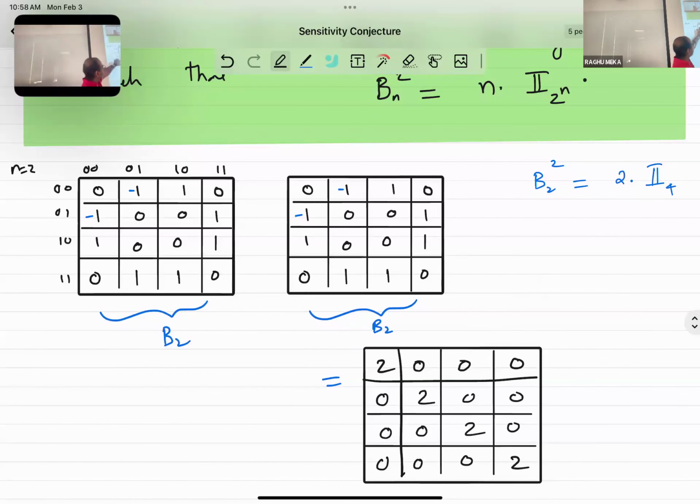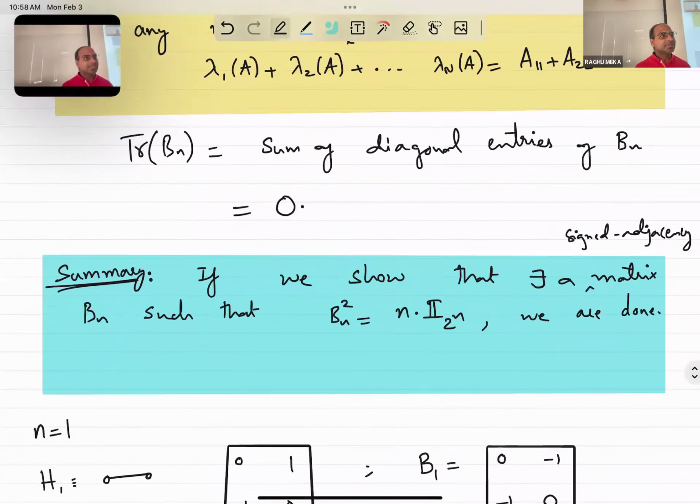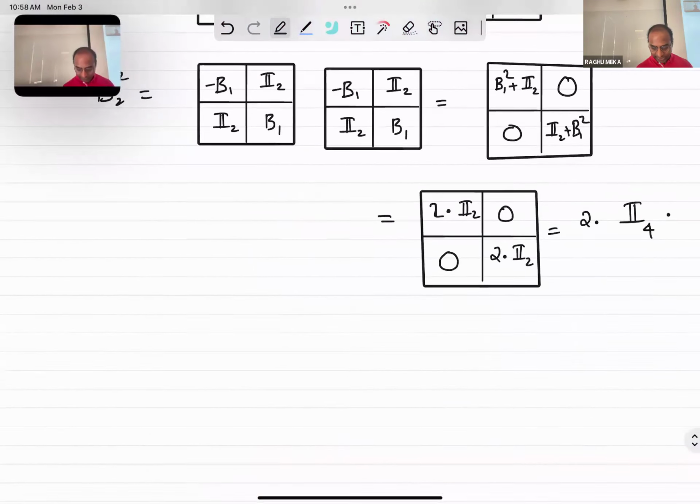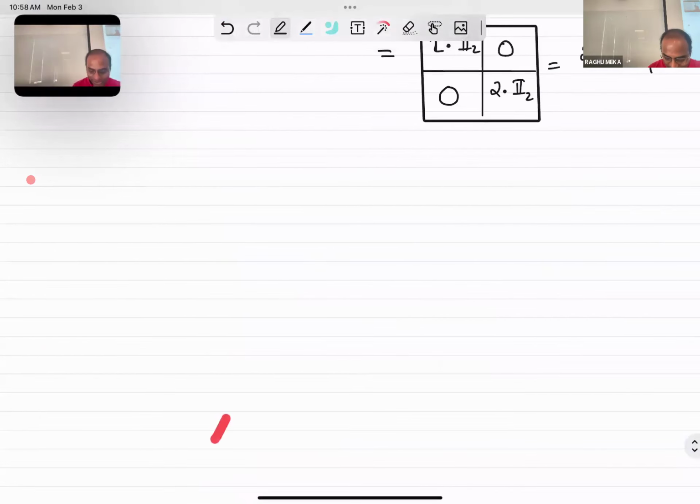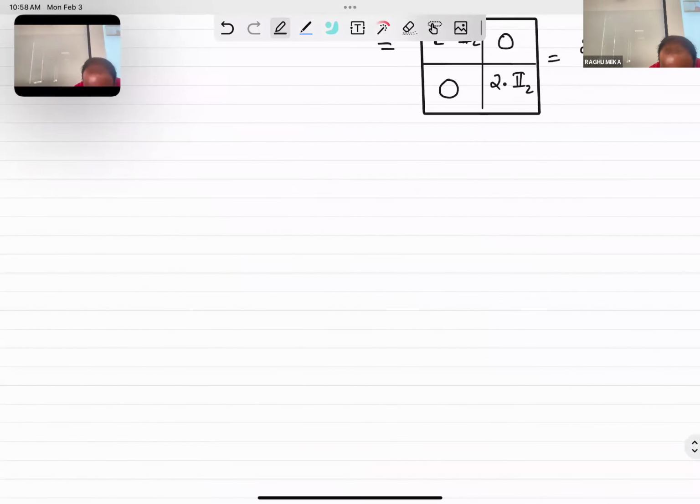I guess the opposite, I put B1 here and minus B1 here, but it's the same thing. Okay, make sense? So now you can imagine how we are going to do the general construct. I'm not even going to do 3. It's a little bit painful to draw it.